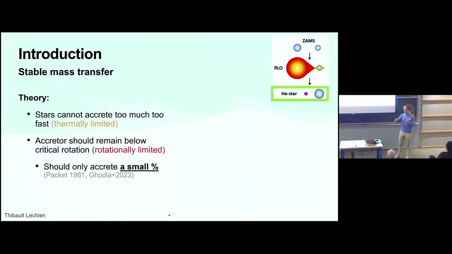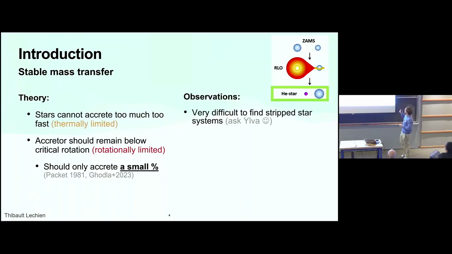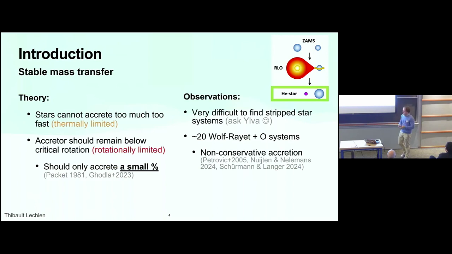On the observation side, the important stars to try to constrain the stable mass transfer channel are these stripped stars. And the problem with these stripped stars is that they are very hard to find. If you don't believe me, you should ask Ilva. She'll convince you of that. And so far, there are roughly 20 Wolf-Rayet O-star binaries that have been used to constrain mass transfer, and they find very non-conservative accretion, which confirms this rotationally limited model.